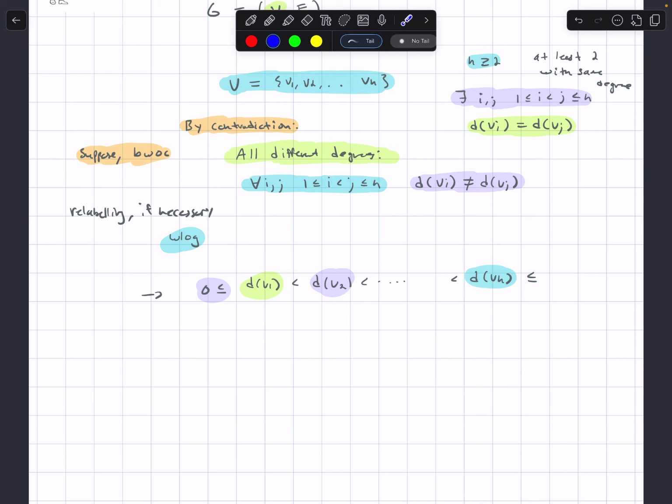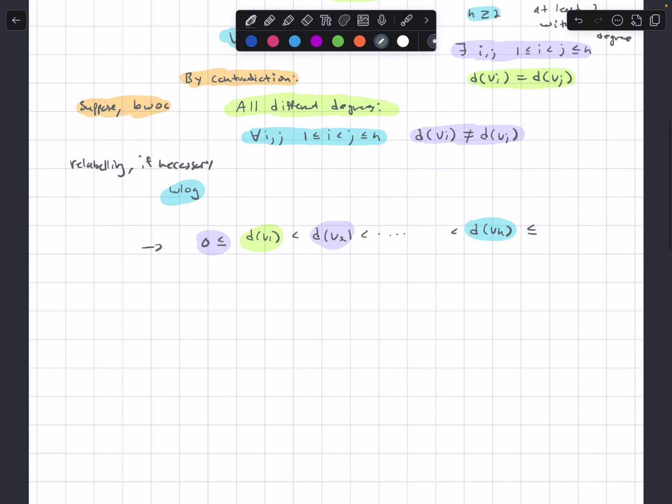What is the highest degree that a vertex could have in a graph? Well, if there are n vertices, v1 through vn, then any particular one of them, like vn, could be connected to all the other n minus 1 vertices, and it would have a degree of n minus 1. That is the largest degree it could possibly have. So we have 0 is less than or equal to d of v1, which is less than d of v2, all the way through d of vn, which is less than or equal to n minus 1.